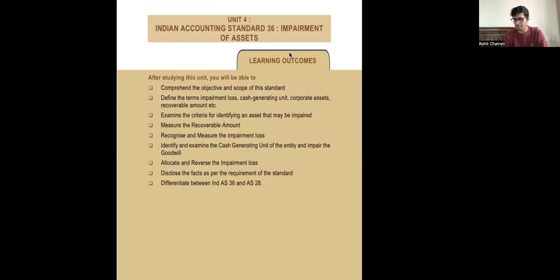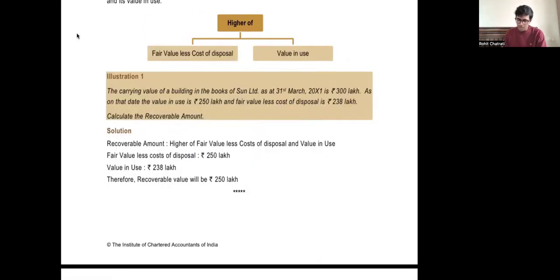Hi everyone, welcome back. Now in this lecture, we're going to start solving questions from Ind AS 36, which is impairment of assets. Let's start with illustration number 1. Okay, now let's read illustration 1.